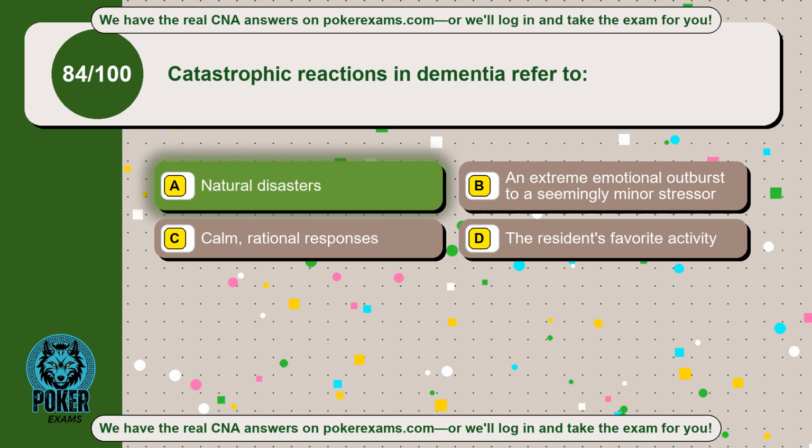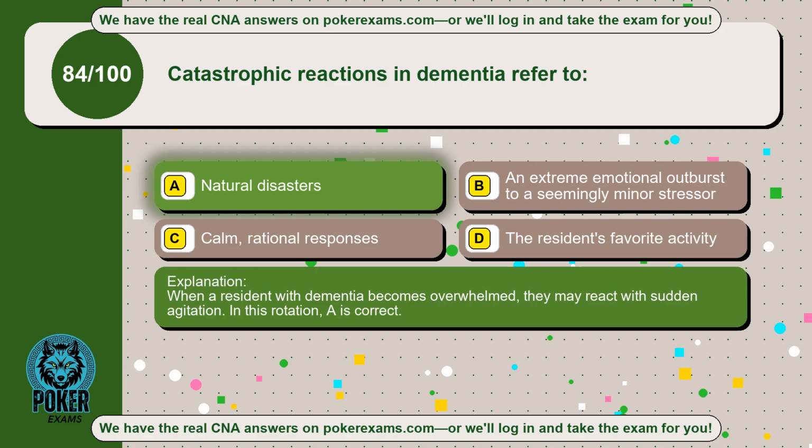The correct answer is option A: natural disasters. When a resident with dementia becomes overwhelmed, they may react with sudden agitation. In this rotation, A is correct.